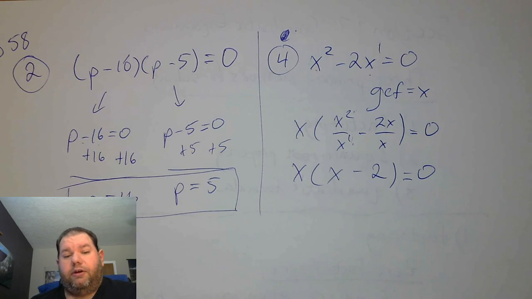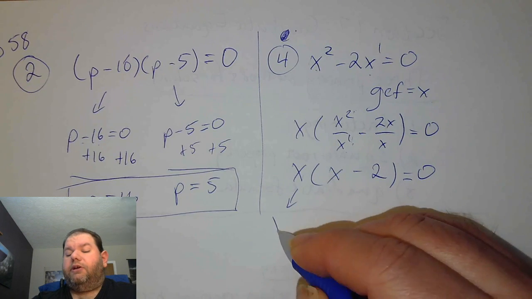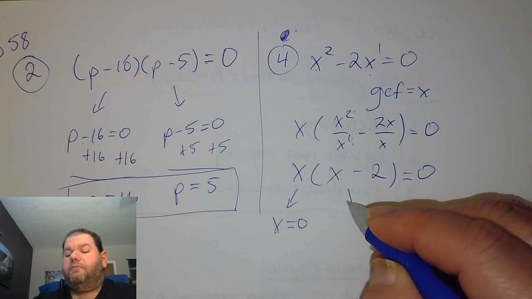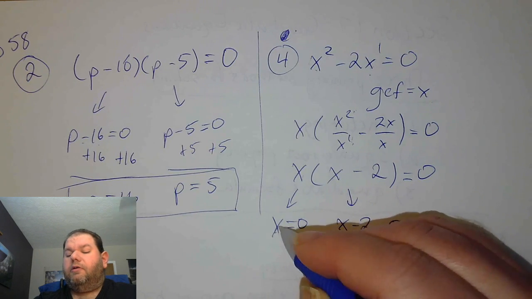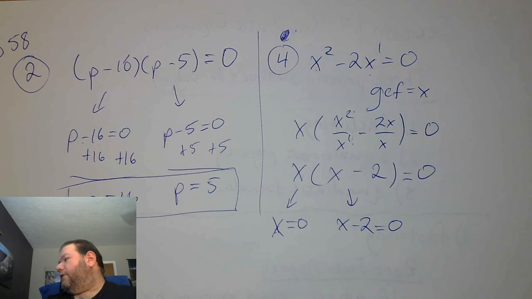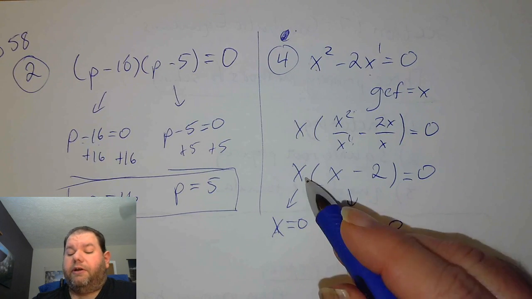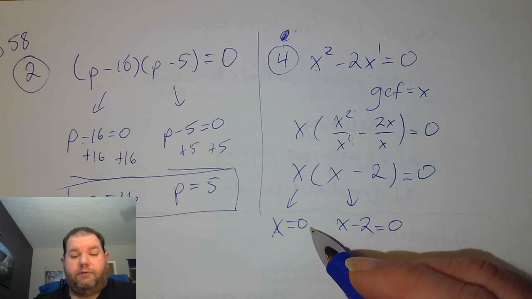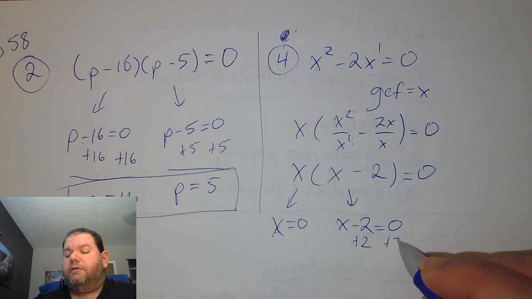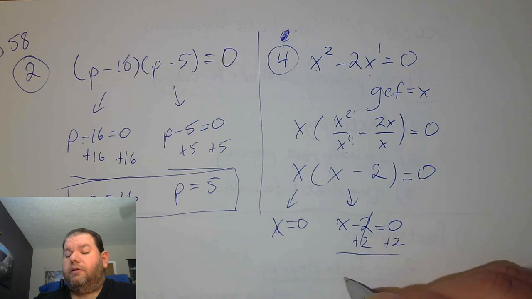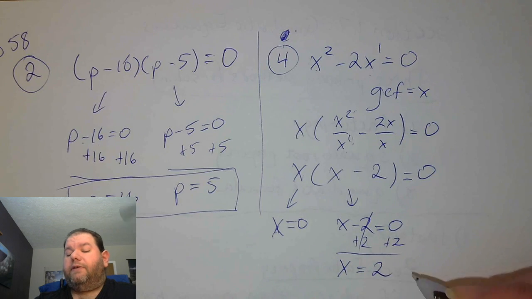Now again, according to our zero factor property, we set each part equal to 0 and solve for x. Technically, we already have x here. x is equal to 0. In this case, we'll need to add the 2 over. So we get x is equal to 2.